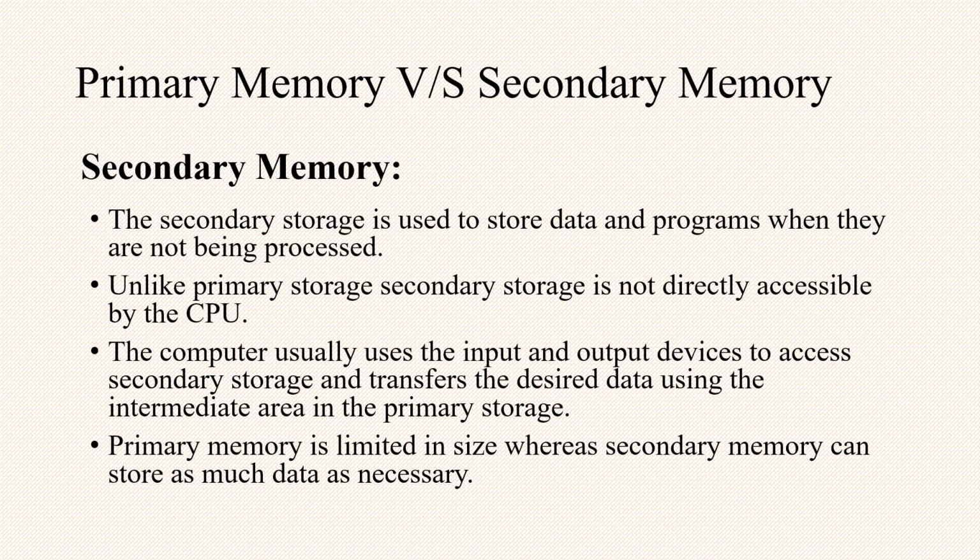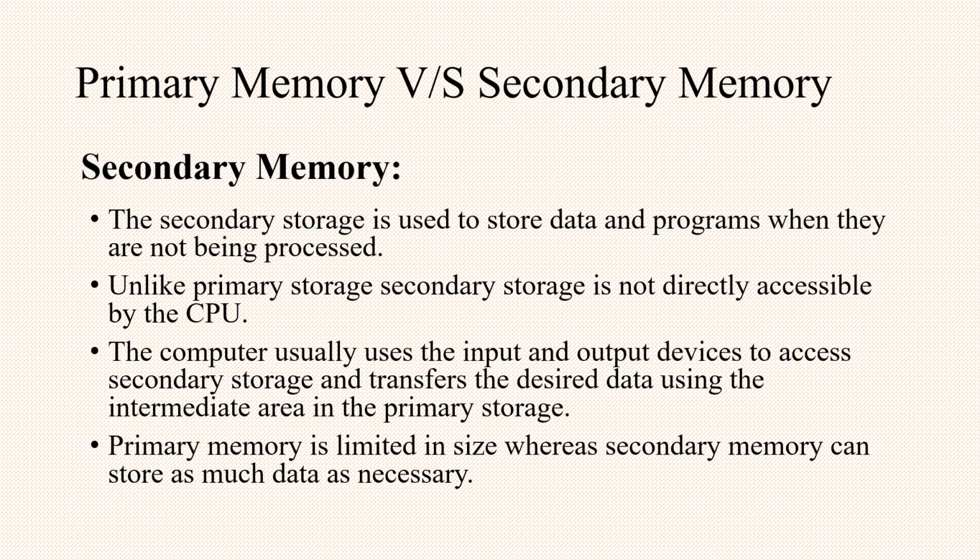Your CPU can directly access the primary memory, but it cannot directly access the data or the files that are stored in the secondary memory. So this is one more important difference that we can discuss about primary memory and secondary memory. Now the third point here is the computer usually uses the input and output devices to access secondary storage and transfers the desired data using the intermediate area in the primary storage.